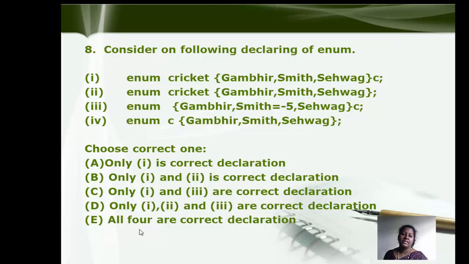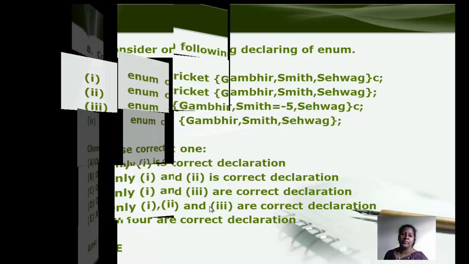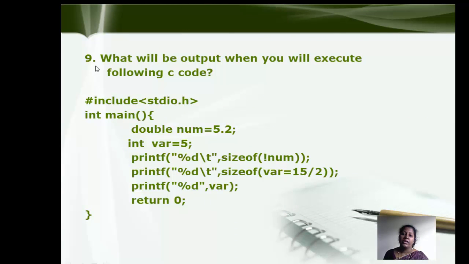So now let's look at the answer, which is option E. Which means that all the 4 declarations of enum are valid. So we shall move on to the next question. What will be the output of this following C program?